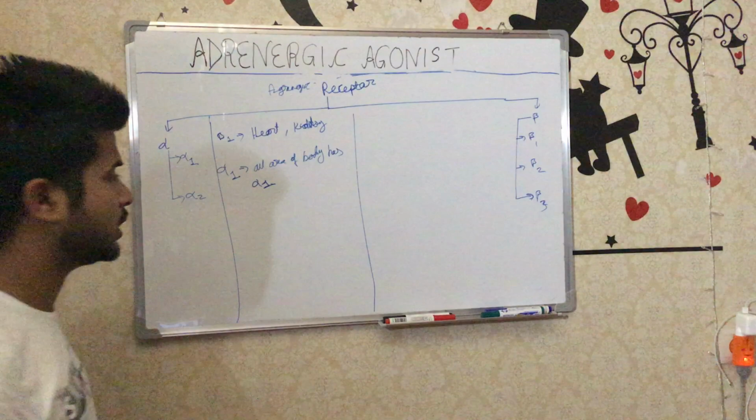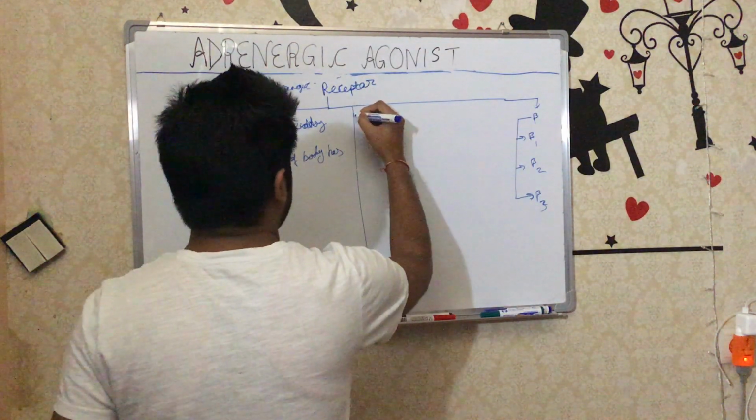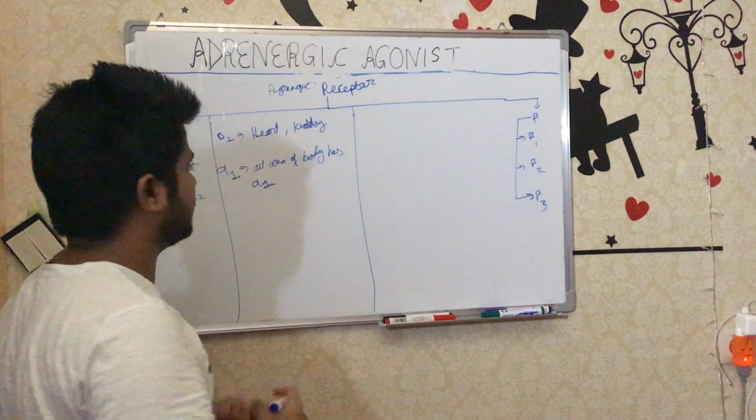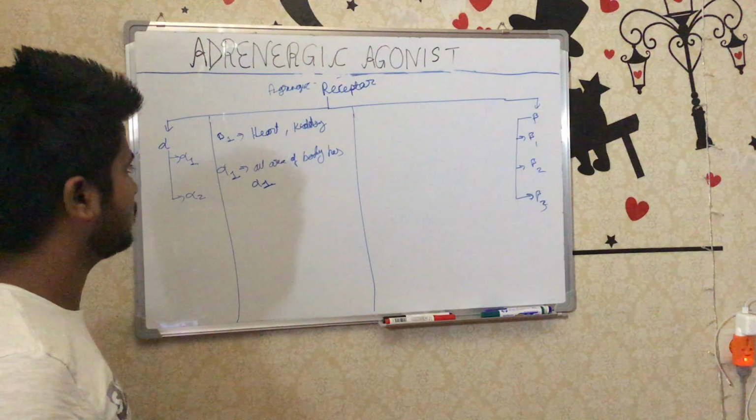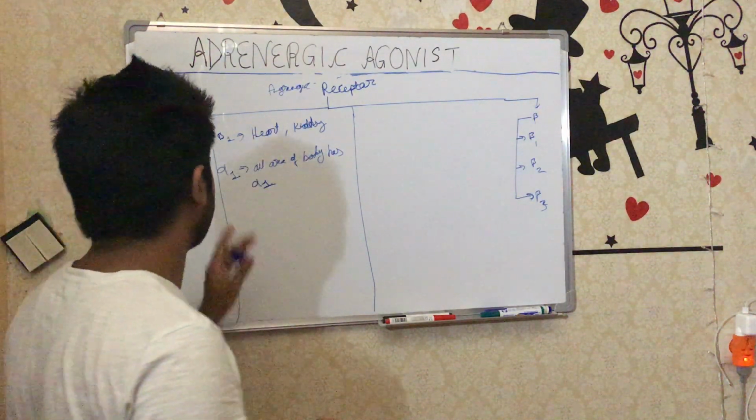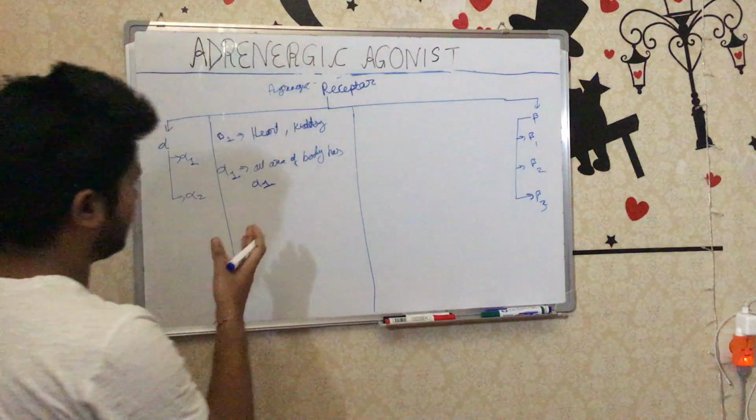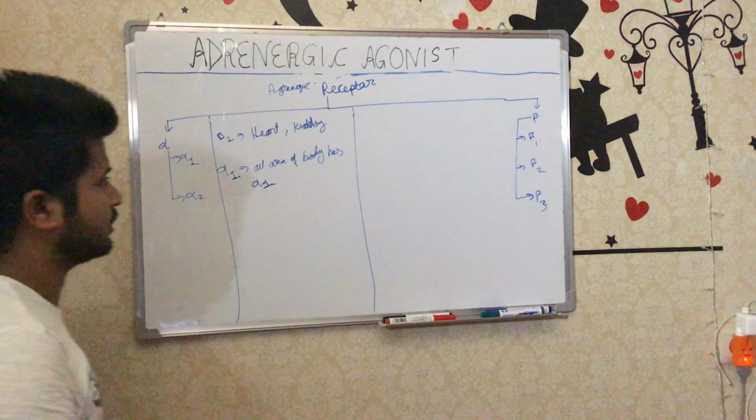So here you can memorize easily. No need to remember which parts of the body have alpha 1. If you understand that beta 1 is in the heart and kidney, then except for the heart and kidney, everything has alpha 1.